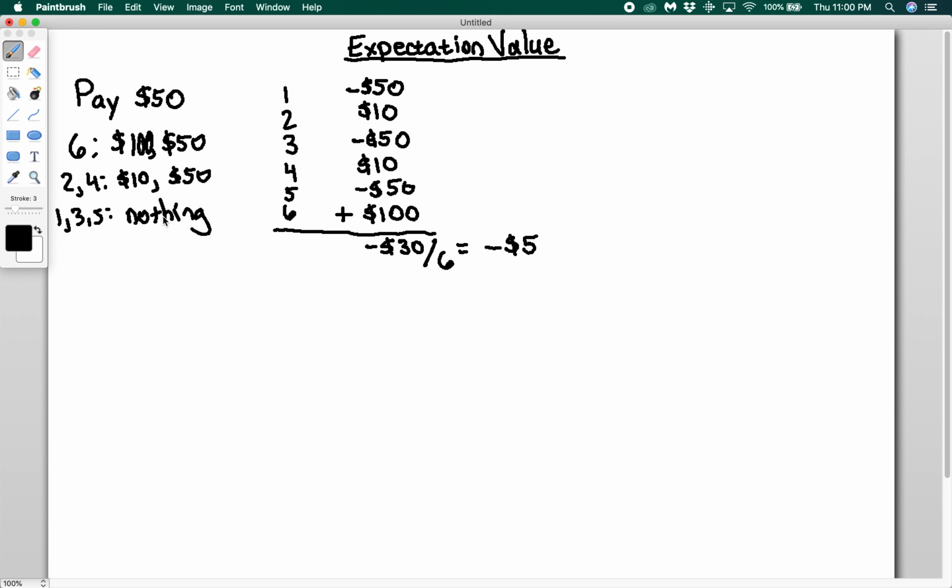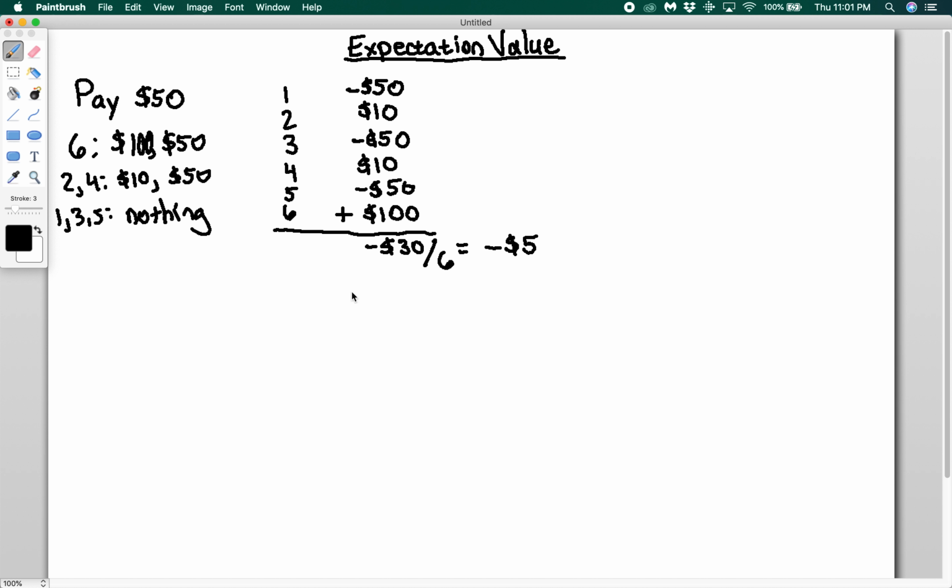Now, obviously, there's no option here that lets me actually lose $5, right? But let's say I play this game 10,000 times. If I did that, I would expect to lose $50,000, right? Through combinations of losing 50 here, gaining 10 here, losing 50, gaining 100, then losing a bunch. I end up netting negative $5 per game that I play, okay?